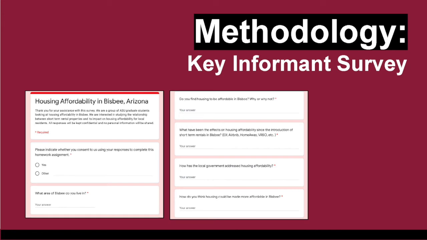We conducted the survey in accordance with best practice methods, and we required that all participants consent to allow the responses to be used in the survey. The survey consisted of 6 questions involving housing affordability in Bisbee, plus an additional question which verified the community member's residential status. The survey link was live for 5 days and acquired 53 total community responses.